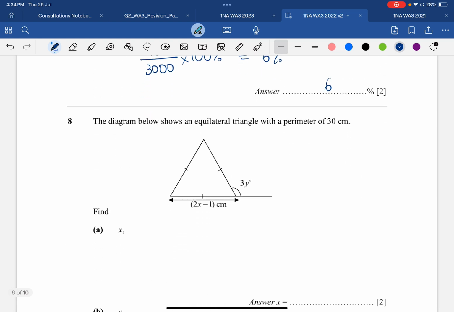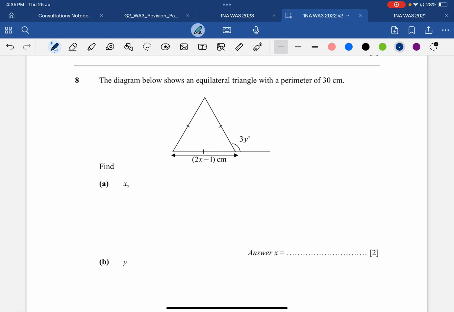Okay, question 8. The figure shows an equilateral triangle with a perimeter of 30 cm. So for an equilateral triangle, all sides are equal. So if the perimeter is 30 cm, it means that each of them will be 10 cm long. Okay, so 2x minus 1 is equal to 10 cm. So therefore, 2x is equal to 11 and x is 5.5.